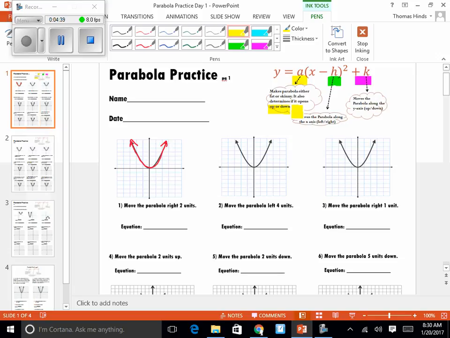I'm sorry, now you have to switch back around to the colors. I almost say you could do it in the same color. The H, that moves it left or right. Eventually, you're going to have to write a formula that has all this long stuff here. Today, though, we're going to start with one piece at a time, then they'll put the pieces together. The K moves it up and down.